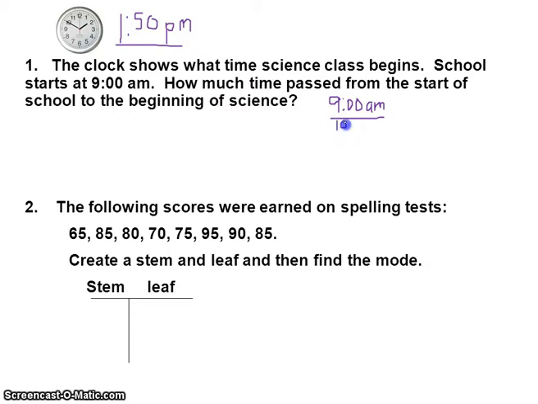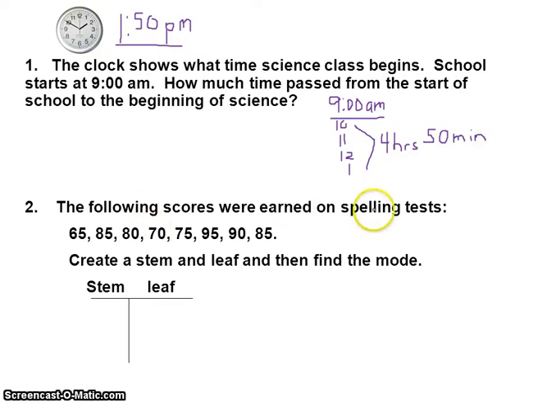So the first thing you want to do is list your whole hours between 9 and 1:50. So I start with 10, 11, 12, 1, and I stop there because 2 o'clock would go past the 1:50. So that's 4 hours. And then from 1 o'clock to 1:50 is 50 minutes. 4 hours and 50 minutes.